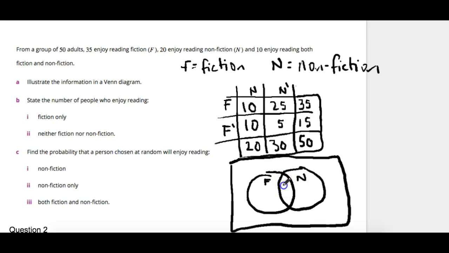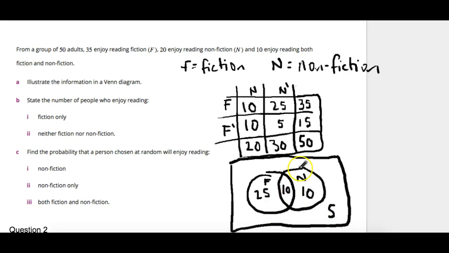So we're going to have 10 here. In here we have fiction, but not non-fiction, so it's going to be 25. So in the whole circle here, we have to have 35. And then in this circle for N, we have non-fiction, but not fiction, and that has to add up to 20. And then on the outside, we have how many don't like either, which is 5.